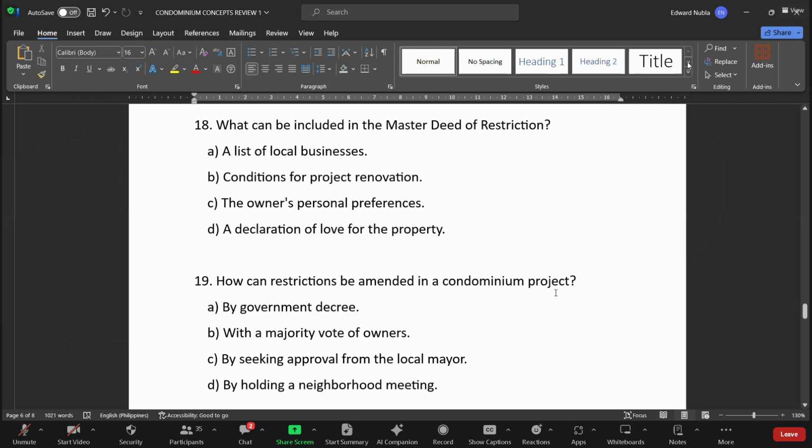Number 19. How can restrictions be amended in a condominium project? A, by government decree. B, by majority vote of owners. C, by seeking approval from the local mayor. D, by holding a neighborhood meeting.